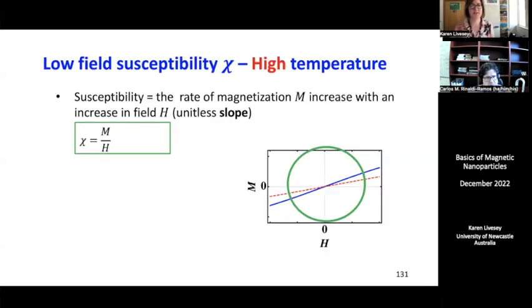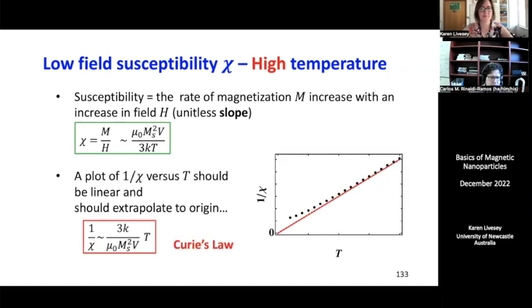All right, I want to now turn this upside down. I want to talk about susceptibility. Susceptibility is the rate of magnetization increase with an increase of field, and we're typically only interested in this in that linear regime. So this is basically giving us that slope that we saw on the previous page. This is what I was saying: we can extract the saturation magnetization from this.